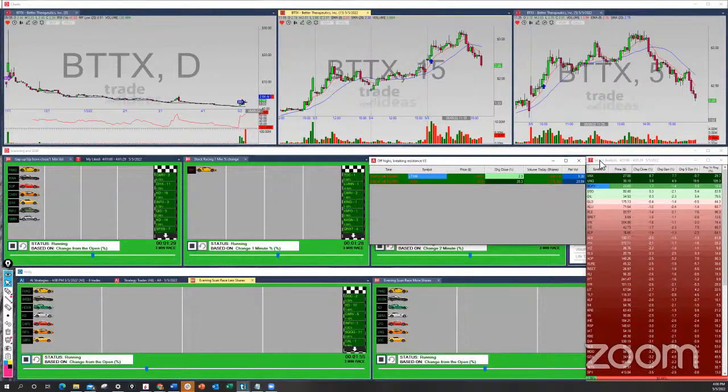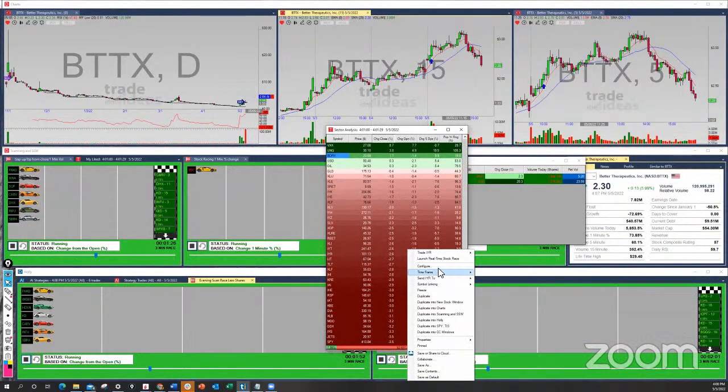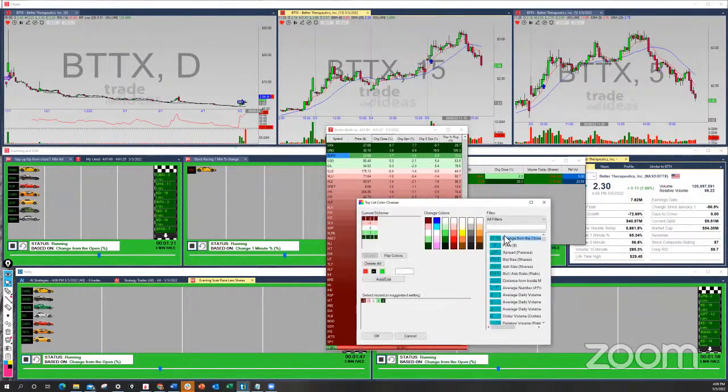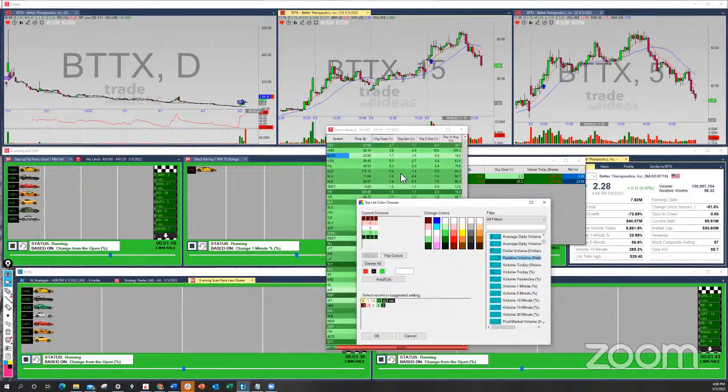And I could take the top list, which has more significance again. So watch, if we go properties, and I come to select colors. Like I said, it's on change from close percent right now, but if I change it to, let's change it to relative volume, for example. I just saw it. There it is. Now see how that changed that?